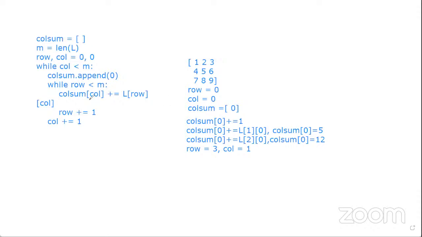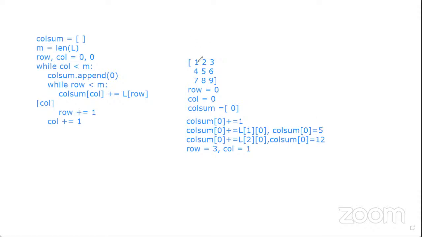After that, we increment row plus equals 1. Since this row value 1 is still less than 3, it will again go through this while loop. So col sum of 0 plus equals L of 1 of 0. L of 1 of 0 is 4, right? So now col sum of 0 will be 1 plus 4, 5.